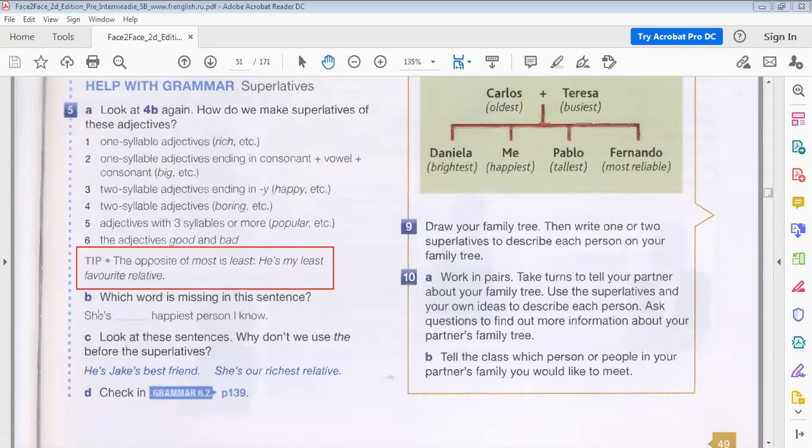Okay, part B here. There's a word missing. What's missing from this sentence? The. We have to use the with superlatives, right? So we should say the happiest person I know. This is the correct word. So let's write the.